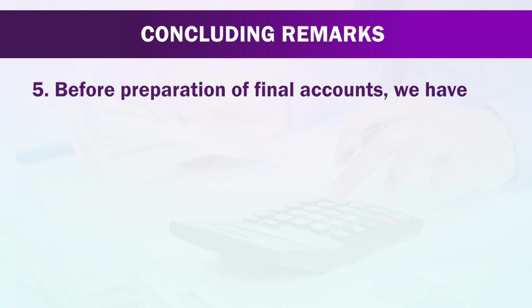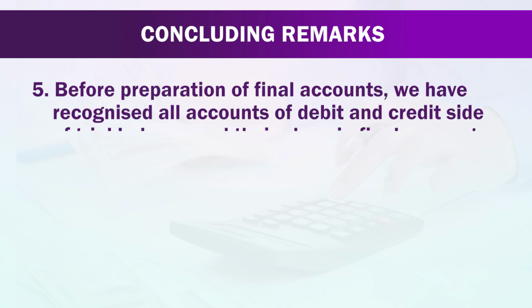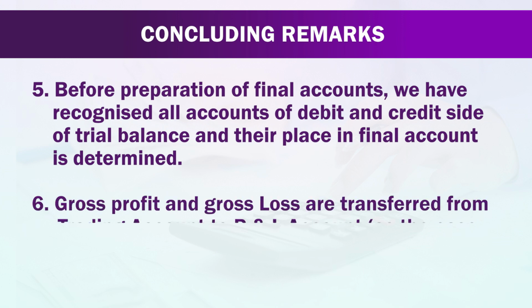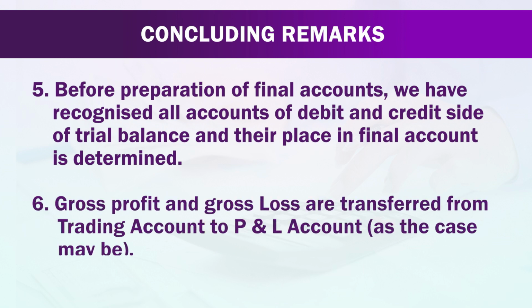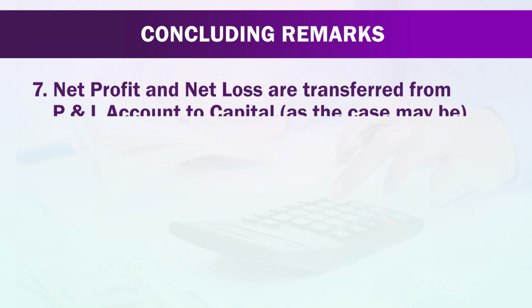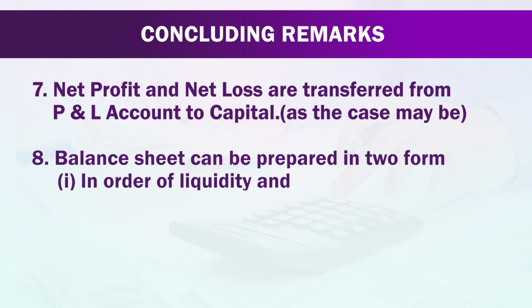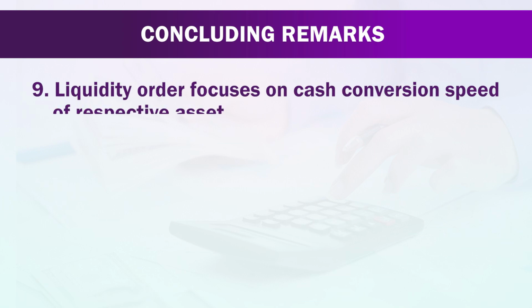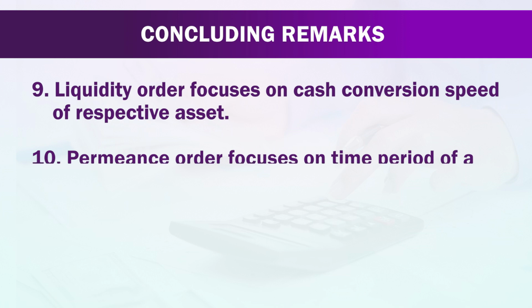Before preparation of final accounts, we have recognized all accounts of debit and credit side of trial balance, and their place in the final account is determined. Gross profit and gross loss are transferred from trading account to profit and loss account as the case may be. Net profit and net loss are transferred from P&L account to capital as the case may be. Balance sheet can be prepared in two ways. Number one is in order of liquidity and number two is in order of permanency. Liquidity order focuses on cash conversion speed of respective asset. Permanence order focuses on time period of a respective asset.